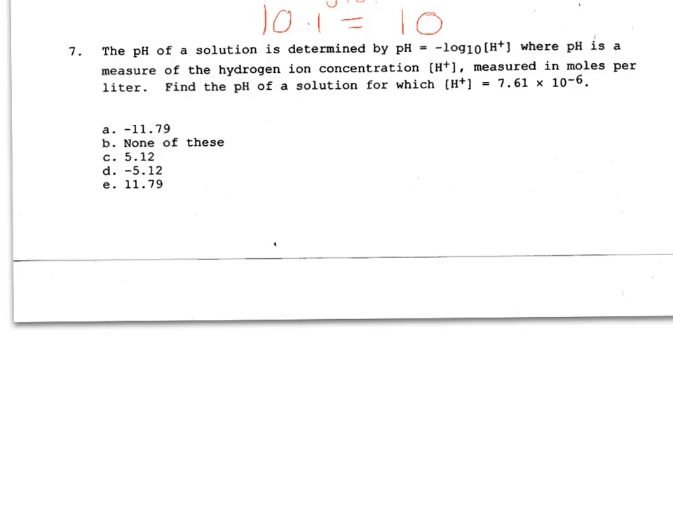For the very last problem, we would like to find the pH of a solution where H equals 7.61 times 10 to the -6. So all we need to do is plug that into our equations. So we have negative log base 10 of 7.61 times 10 to the -6. And if we plug that into our calculator, we get 5.12. And it is positive, so make sure we have that as a positive answer. So the answer is C.